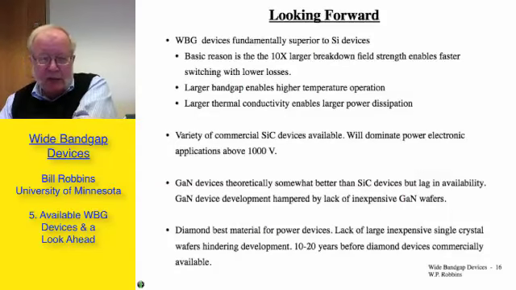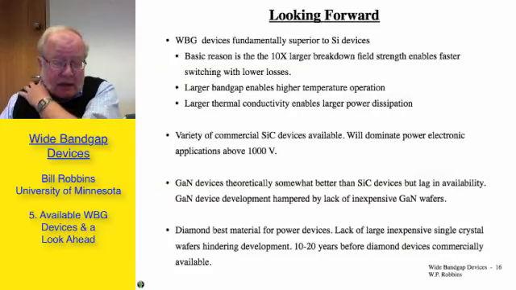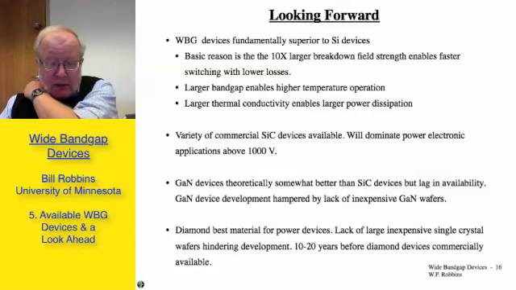I think we've proven the point that wide bandgap materials are fundamentally superior to silicon devices, particularly for high temperatures and higher breakdown ratings. And fundamentally it's due to the fact that they have a factor of 10 or more larger breakdown field strength. And this higher breakdown field strength enables faster switching at lower losses. That larger band gap means higher operating temperatures, and the larger thermal conductivity means capable of handling higher power dissipation. There are a variety of commercial silicon carbide devices available, and as time goes on, these devices are going to dominate power electronic applications above 1,000 volts.